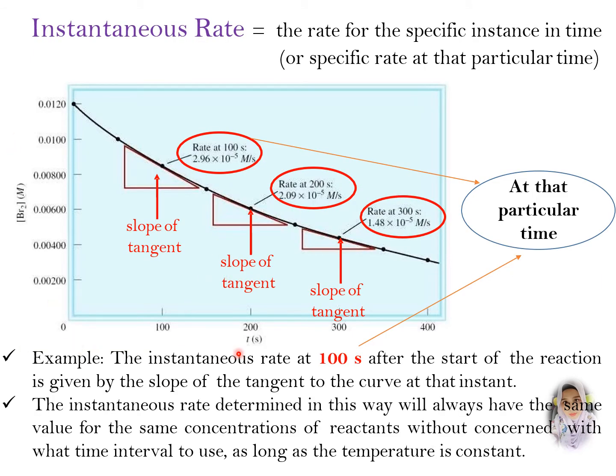Okay, from the curve, we can determine the instantaneous rate. For example, if we want to measure the rate at 100 seconds, we can calculate it from the slope of the tangent.